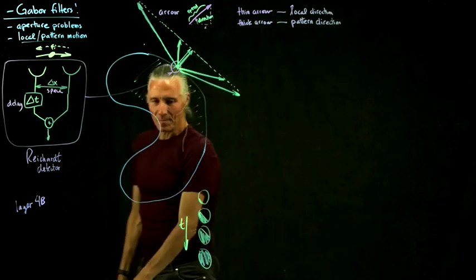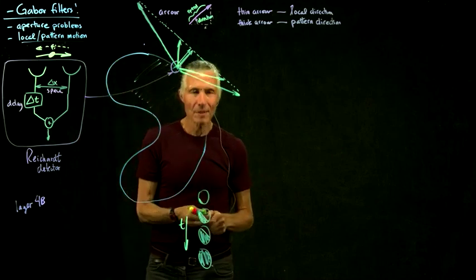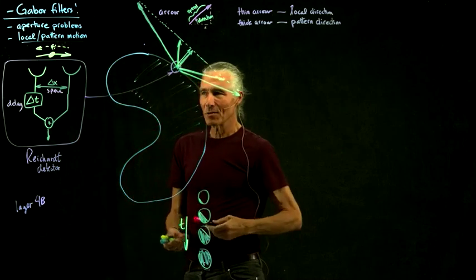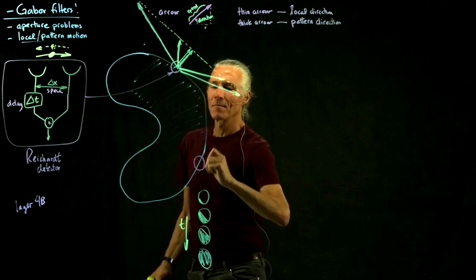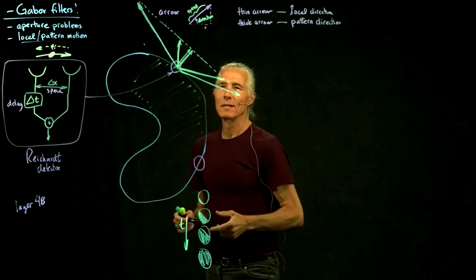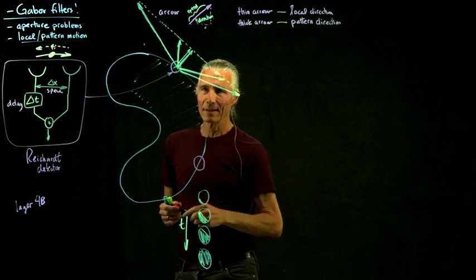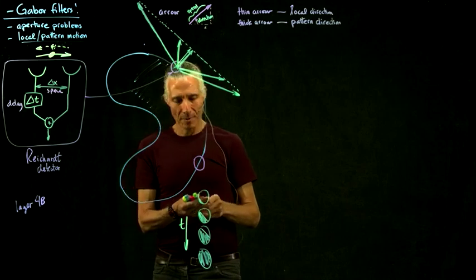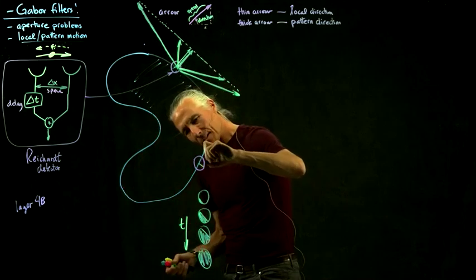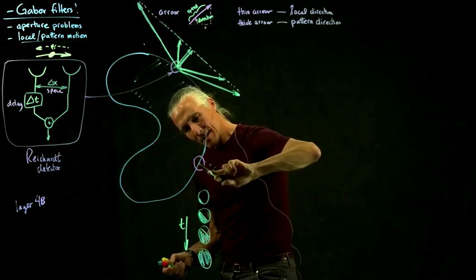So how do we solve this problem? Well, we just need to combine information across space. So here's another Reichardt detector here. And what did that Reichardt detector pick up? Well, say it picked up a local motion like this.